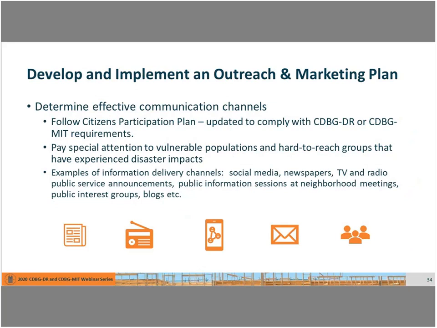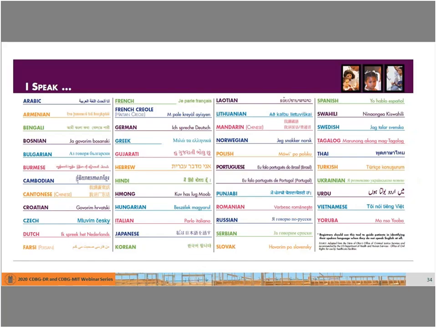The next page shows an example of an I Speak card that can be used by the program and intake staff for less frequently encountered languages. The use of a language line is a manner in which some grantees provide information and access to those applicants whose primary language is not English and where direct in-language translation is not readily available.